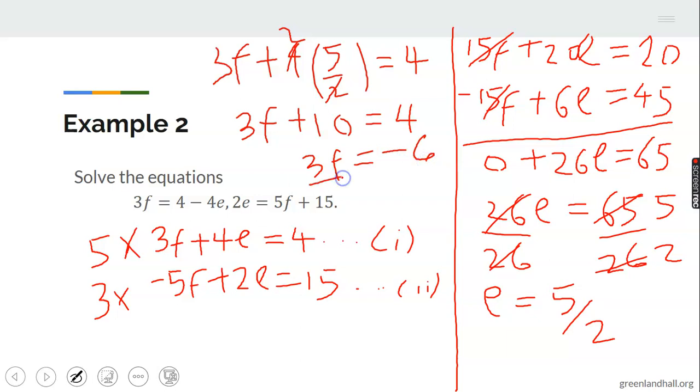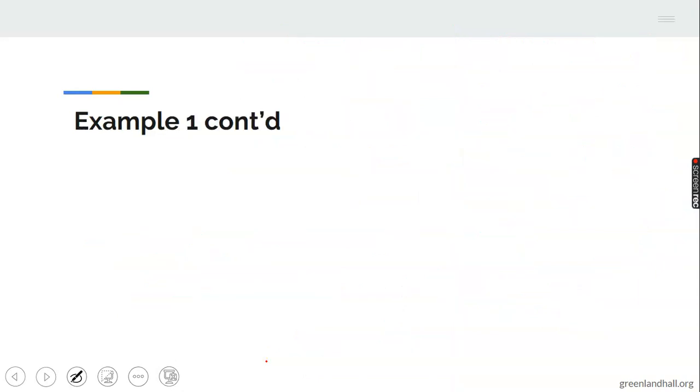Since you are looking for f, you divide both sides by 3. So your f will be minus 2. Do you understand now? From here, 3f over 3, dividing both sides by 3, that will give you f equals minus 2. Okay? Any question? Okay, let's continue.